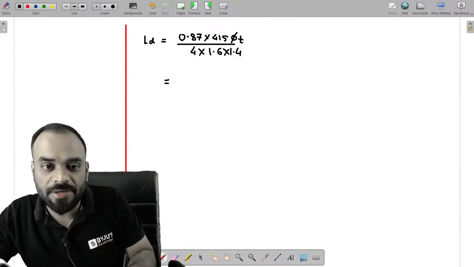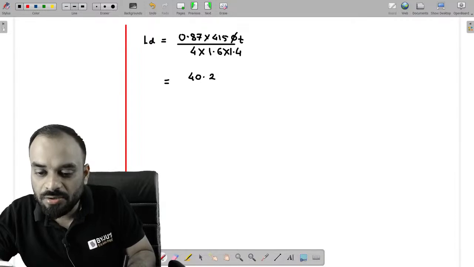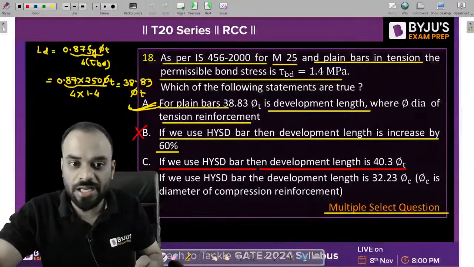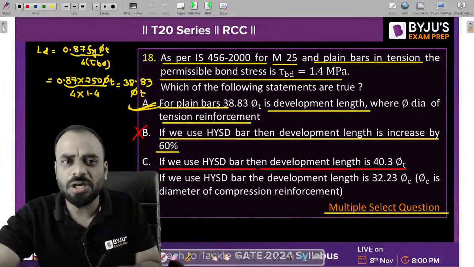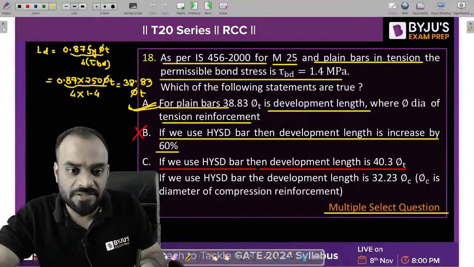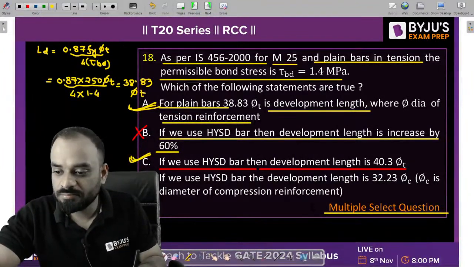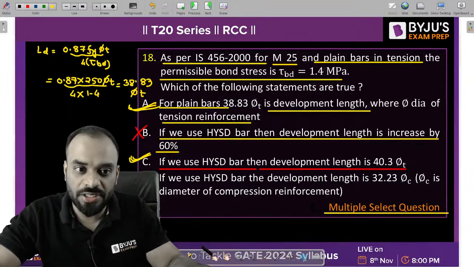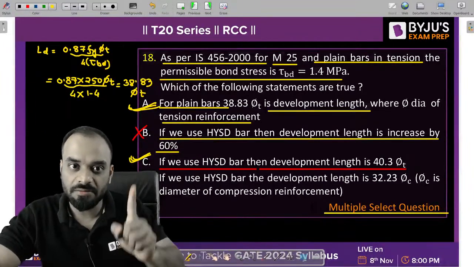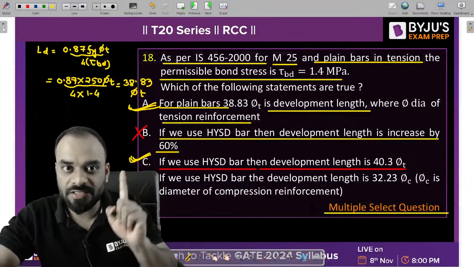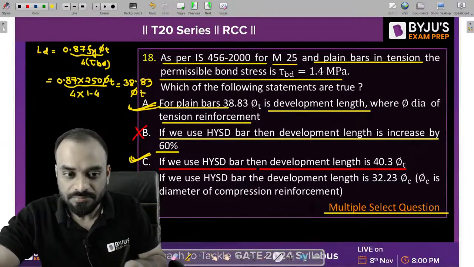So this value is coming around 40.29 phi t, right? 40.3 phi t. So statement C is also correct. Statement C is also correct. A is correct, C is correct, B is wrong. Let's read the next statement and the last one.